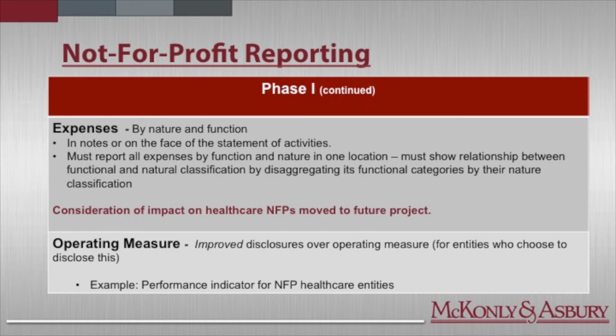The next item that this phase is addressing is the operating measure. So there will be improved disclosures over operating measures. If you don't know what I'm talking about, then lucky for you, you're not required to have that in your industry. But healthcare entities are required to have what is called a performance indicator, which is designed to be similar to a net income equivalent for for-profit entities, so you can more easily compare not-for-profit healthcare entities with for-profit healthcare entities. So they're going to want a lot more information, but only if you choose to disclose that performance indicator. And as I said, healthcare entities have to, other nonprofits do not.